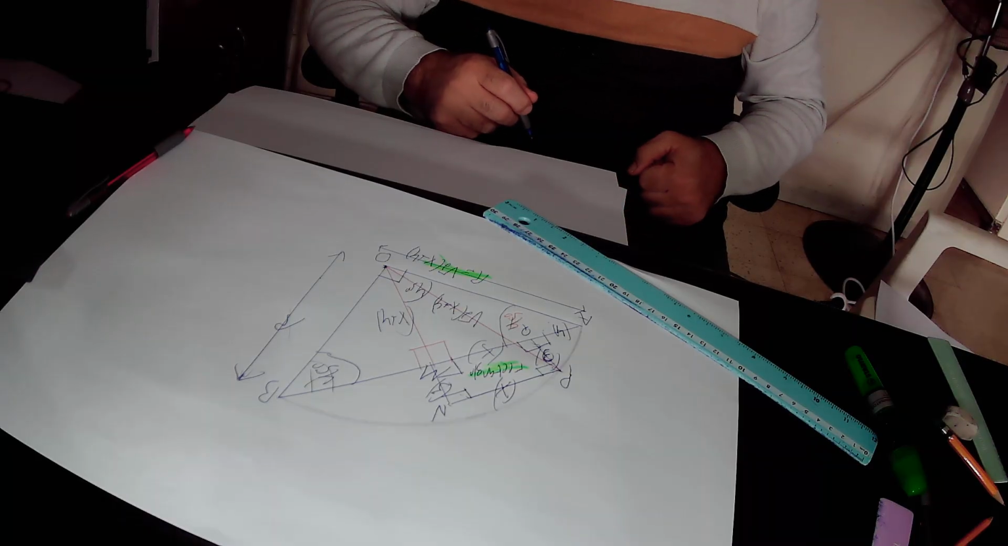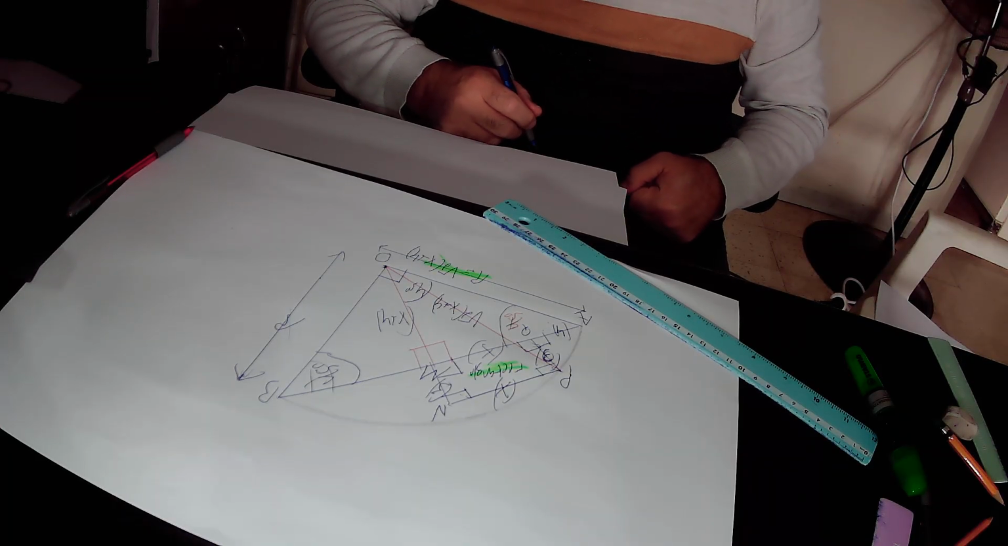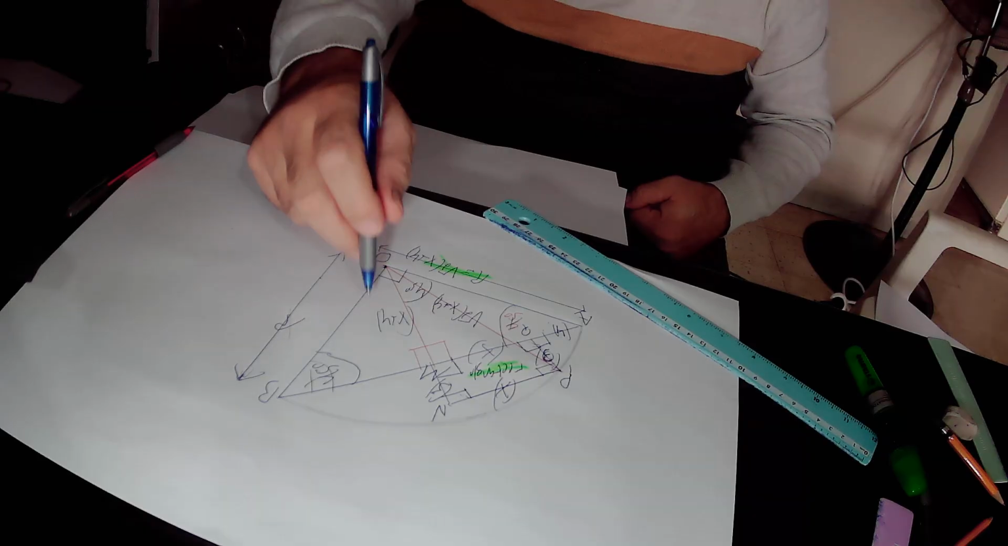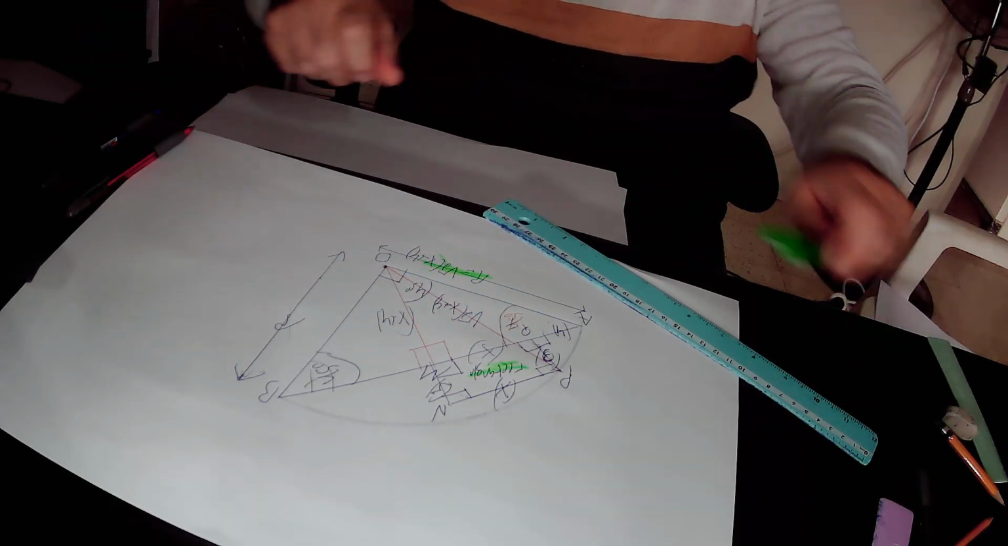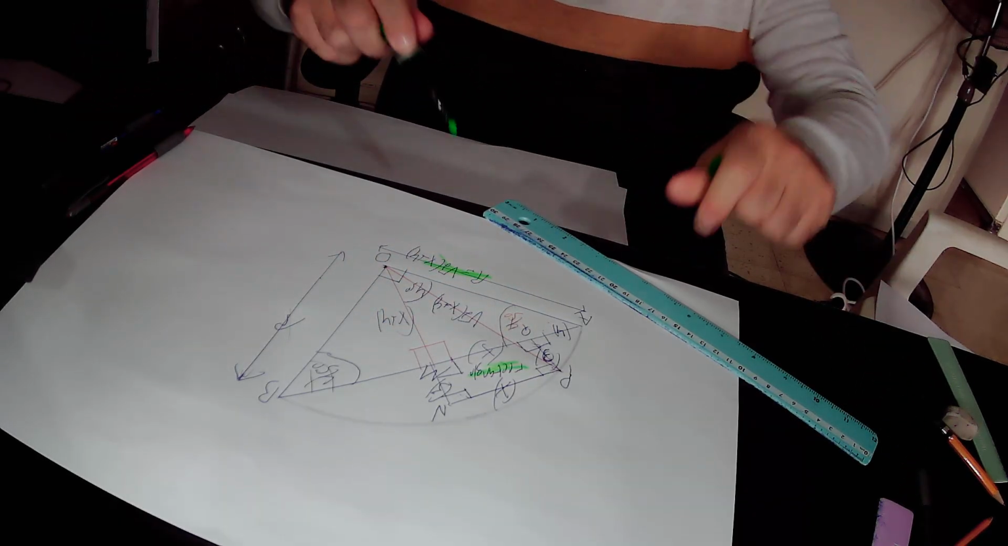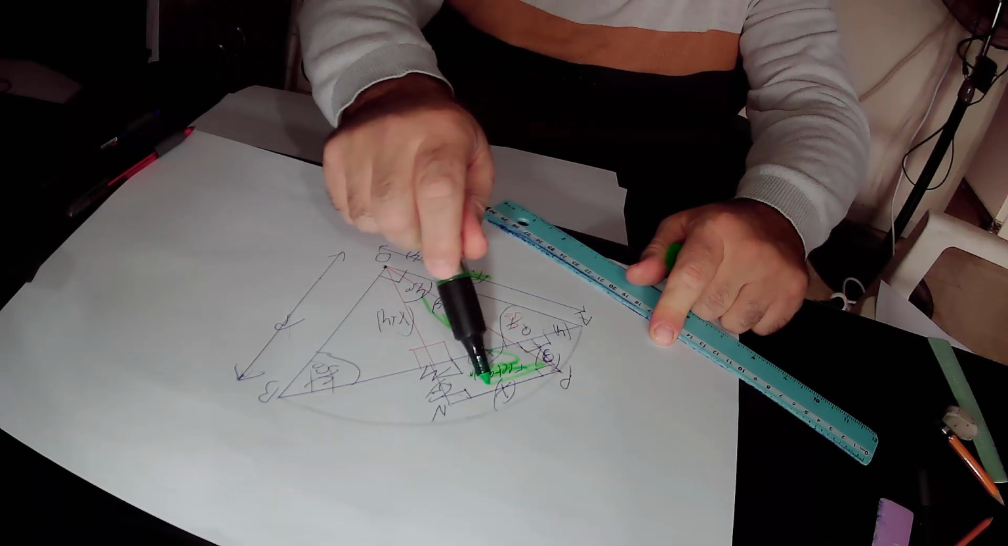So in the next step, we will implement the Pythagoras theorem on this right triangle OPN.